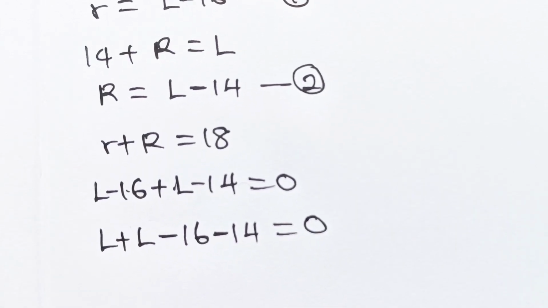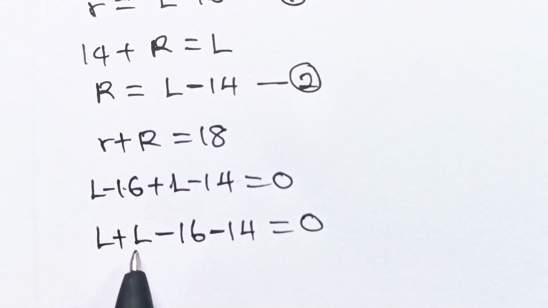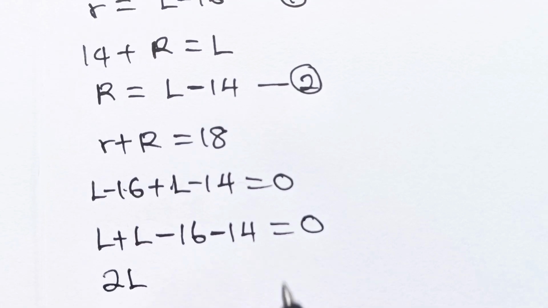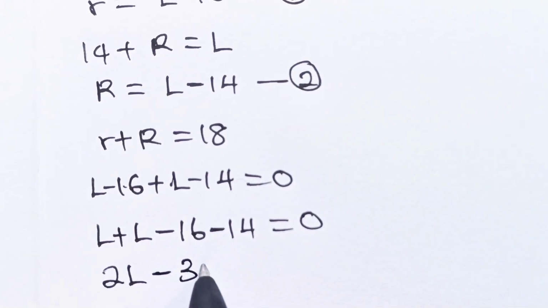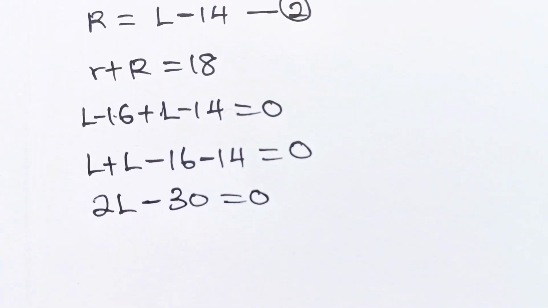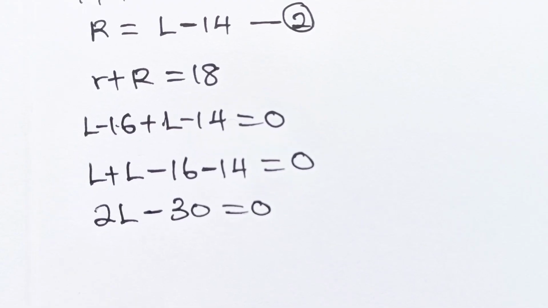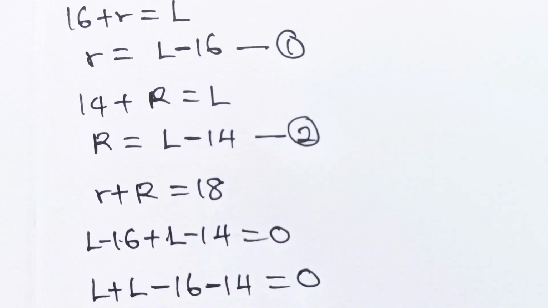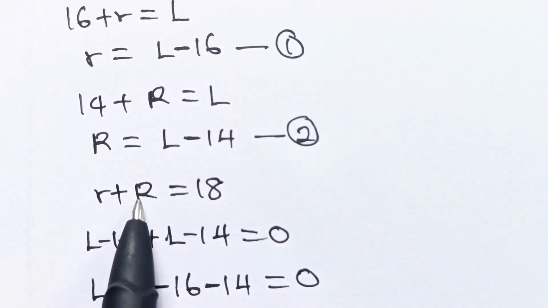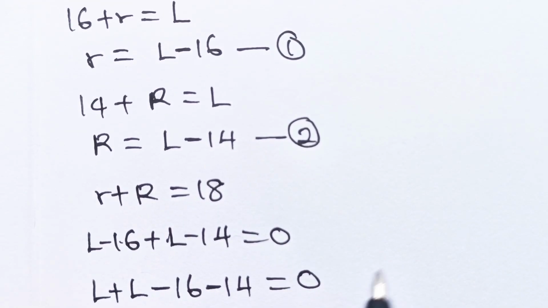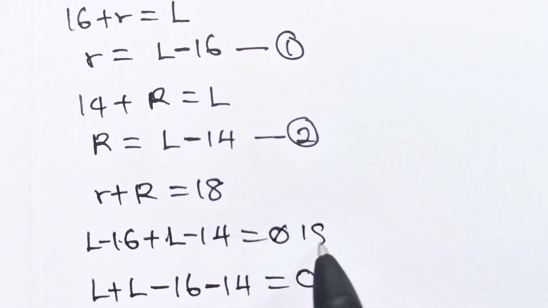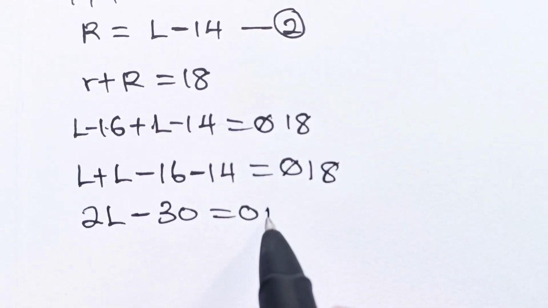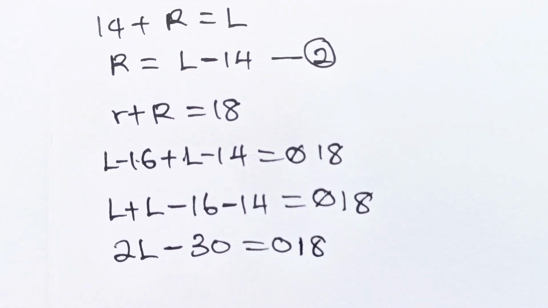Back to what we are doing, don't mind me. Now L plus L is 2L, right? We have 2L, and minus 16 minus 14 is minus 30 is equal to 0. Okay, now I think we made a mistake somewhere. Small r plus capital R is equal to 18, not 0. So this is 18 and this is 18, and this should be equal to 18. 0 plus 18 is still 18.